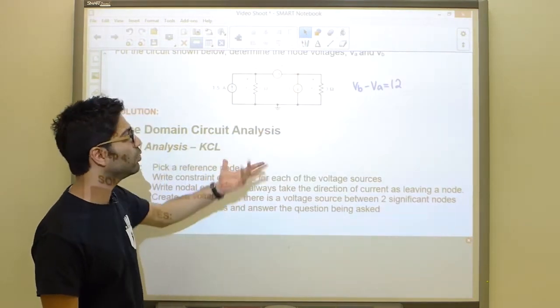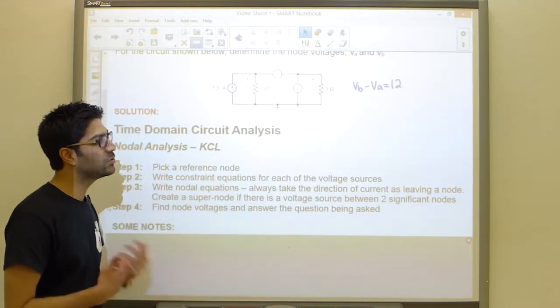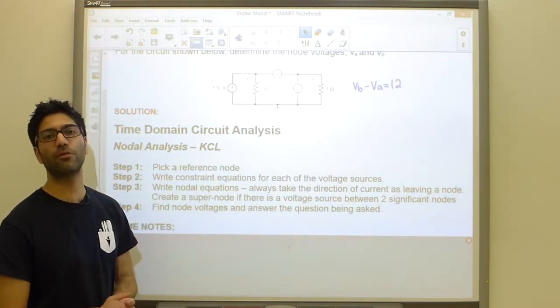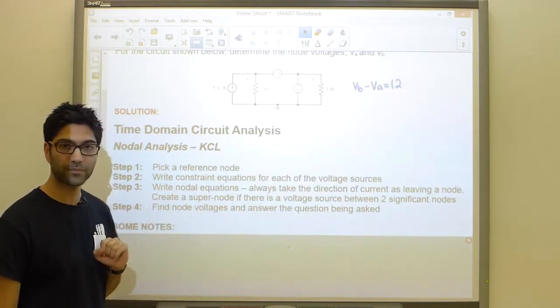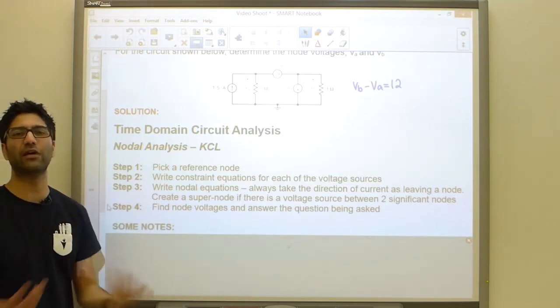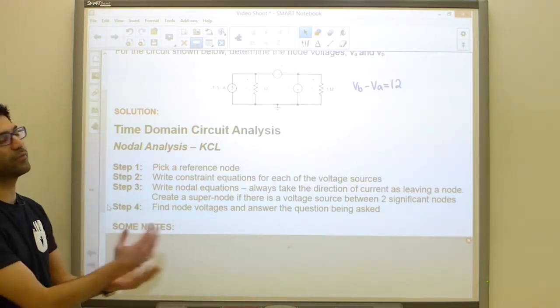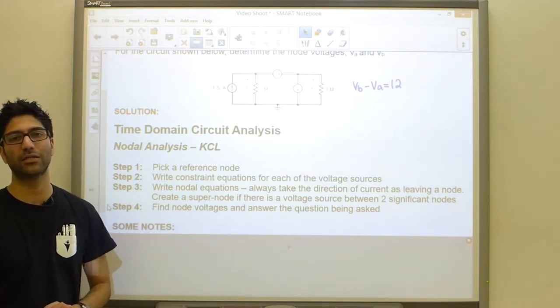But first, I will do it, or at least set it up, without using that supernode, and you will see how much simpler the problem becomes once we apply this method. And lastly, once we have these equations, we should have enough equations that allow us to solve for all of our unknowns, and we'll be in a position to answer whatever is being asked.